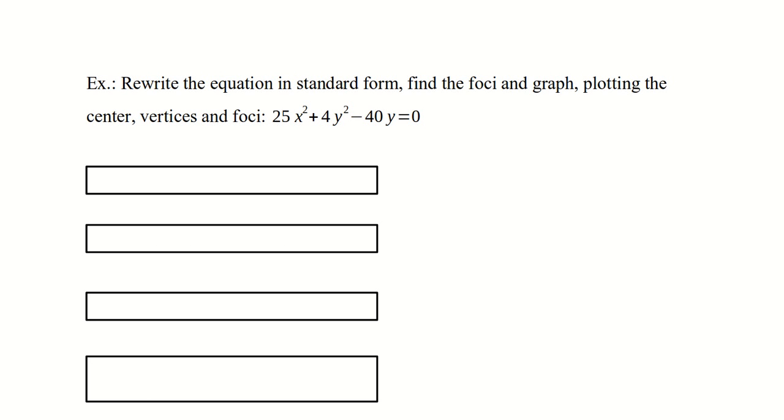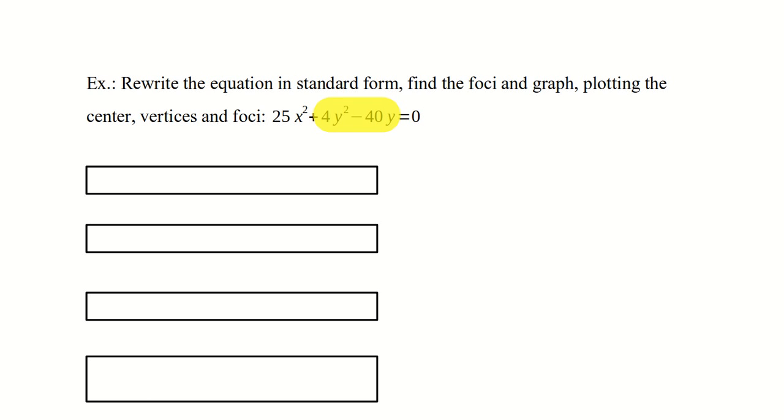First off, notice that the x squared term doesn't have a corresponding linear term. There's just 25x squared, while the y squared term does have a corresponding linear term, that is negative 40. So we're going to have to complete the square on y, but we're not going to have to do anything with x at the moment.